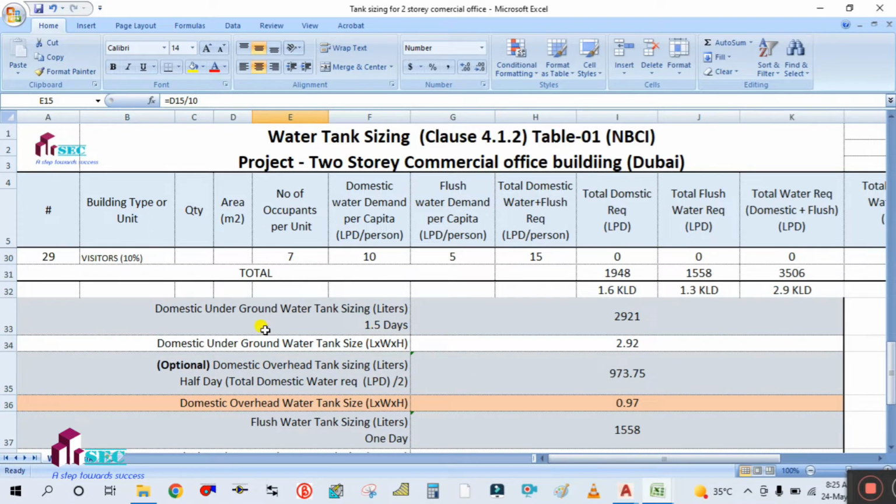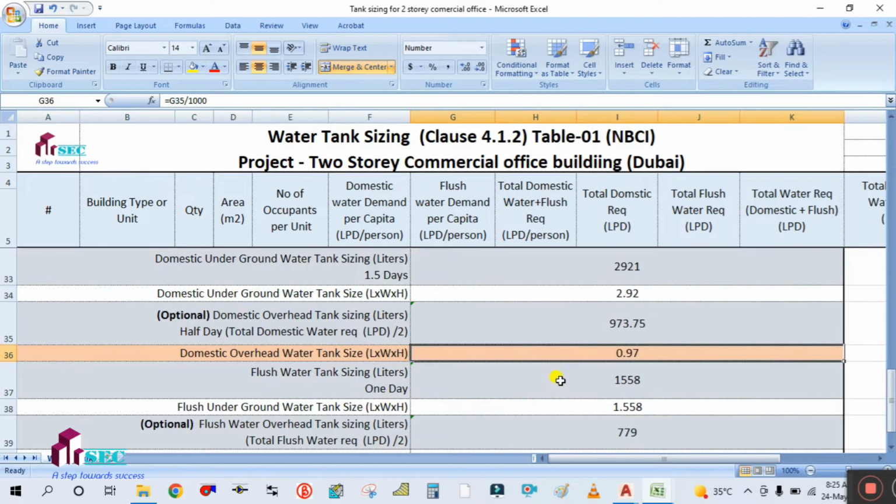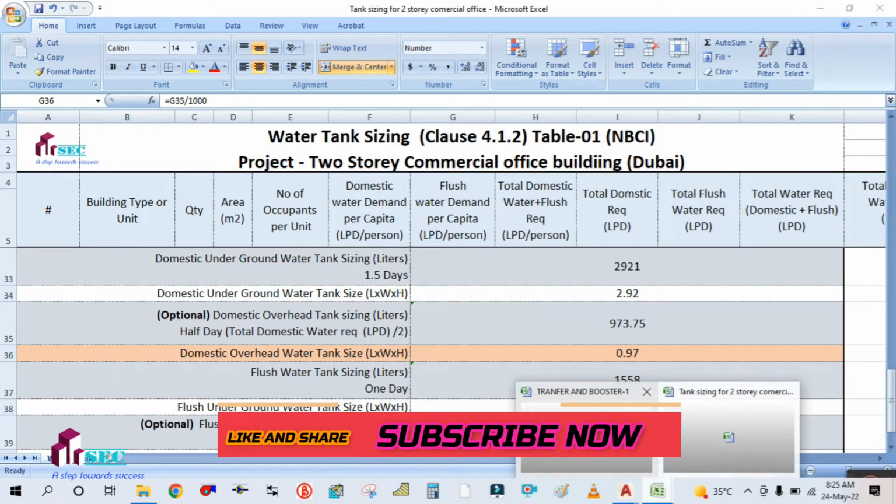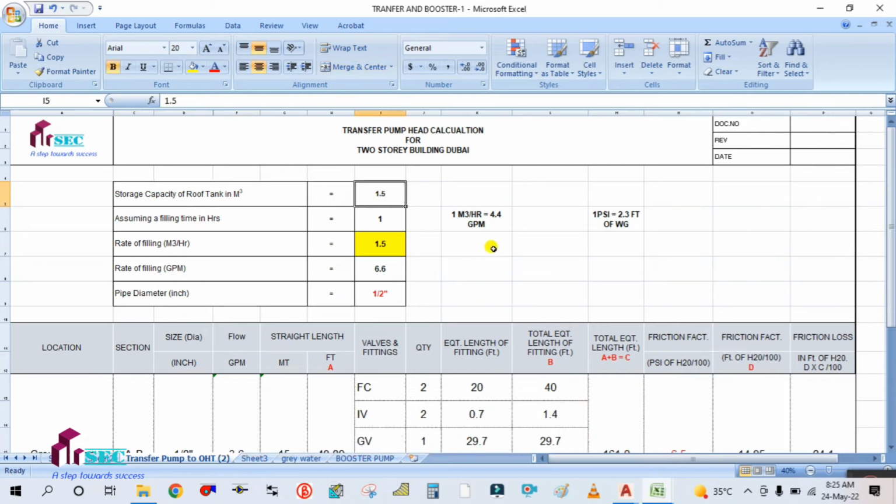So we got this. You can see this is domestic underground water tank sizing in liters, 1.5 days. That means this one, and this is the domestic underground water tank sizing in cubic meter. So this is length into width into height, 2.95, and this is domestic overhead tank sizing in liters, and this is in cubic meter. So we need it in cubic meter. This is 0.97 cubic meter. So what you will do, you have to simply enter here 0.97 cubic meter.